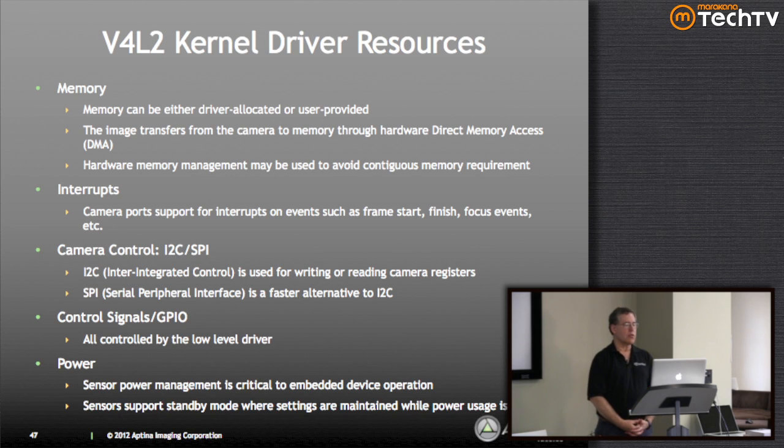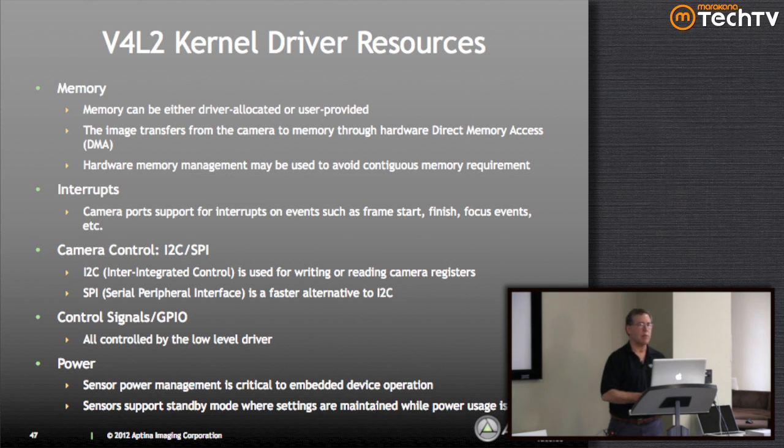I2C has been used for controlling camera register reads and writes for years. I2C is a little bit of a slower interface: 100 kilohertz or 400 kilohertz are the standards, or even a megabit right now. An alternative to that is SPI, which is in use by some camera vendors. Control signals include things like reset and standby. You guys are all software people, you don't care about that stuff. And then power things.